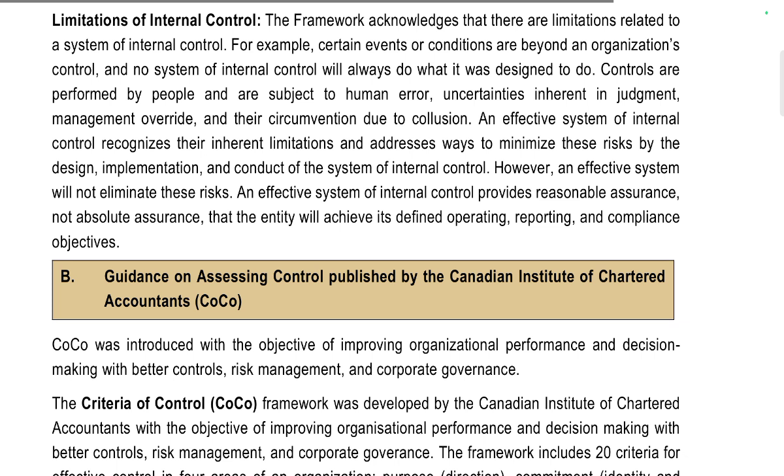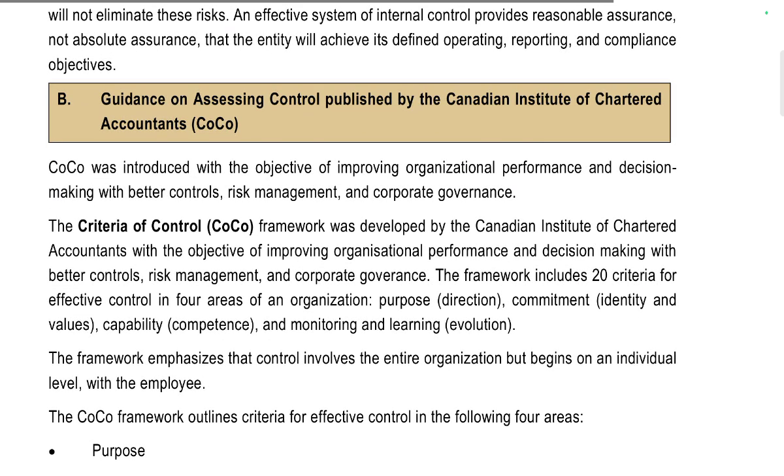However, an effective system does not eliminate the risk. An effective system of internal control provides reasonable assurance, not absolute assurance, reasonable assurance, that the entity will achieve its defined operations, reporting and compliance objectives. Guidance for assessing control.